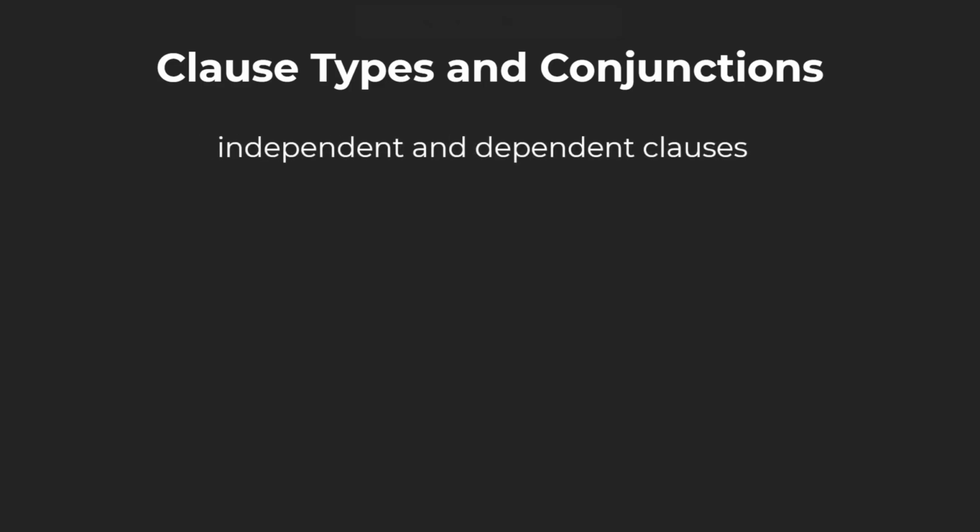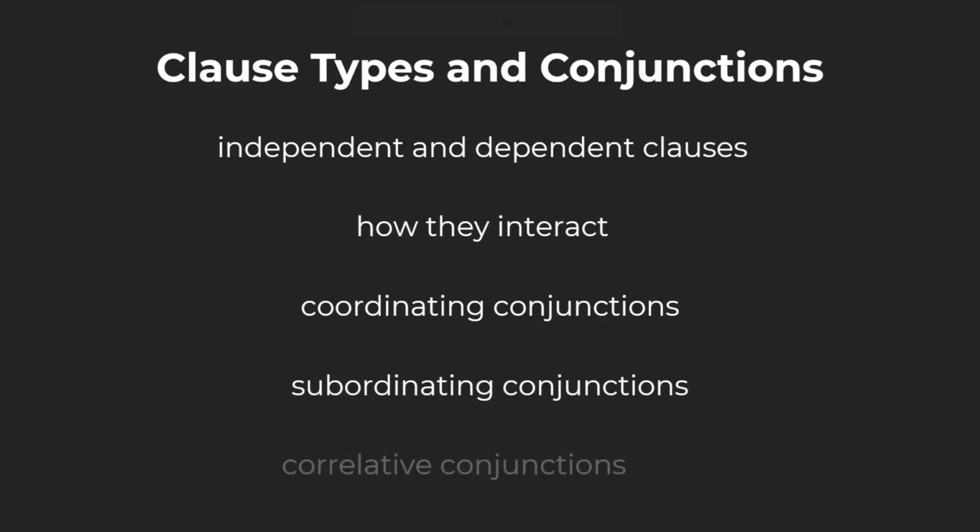In this video, we'll be reviewing clause types and conjunctions. Specifically, we'll cover independent and dependent clauses and their subcategories, how they interact within sentences, and the main types of conjunctions: coordinating, subordinating, and correlative. Let's get right into it.